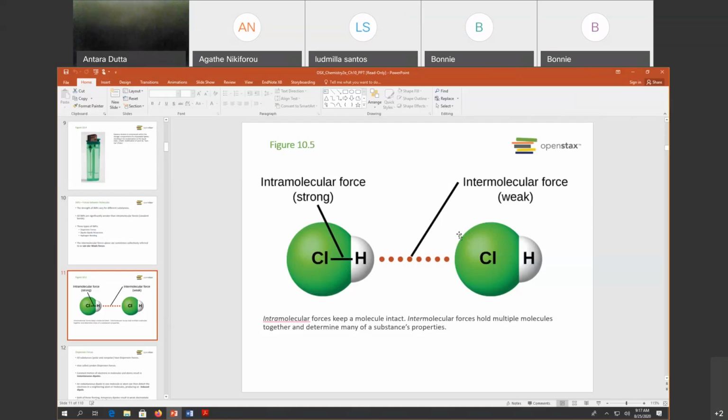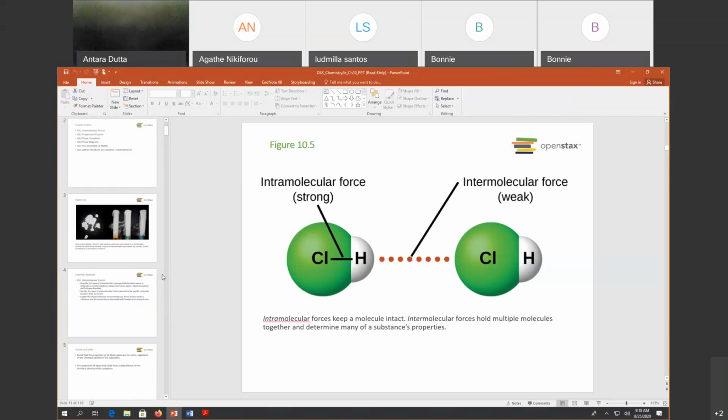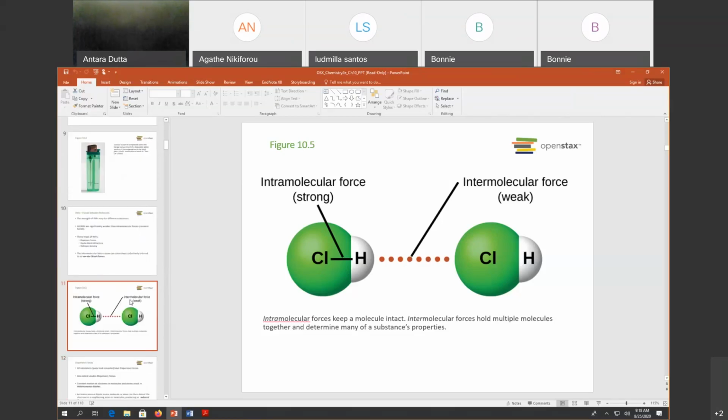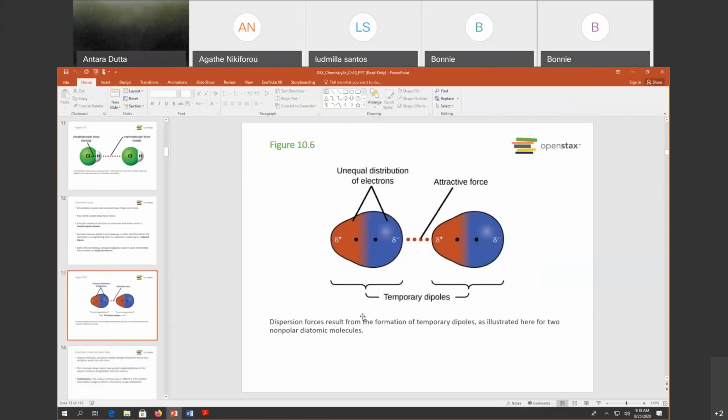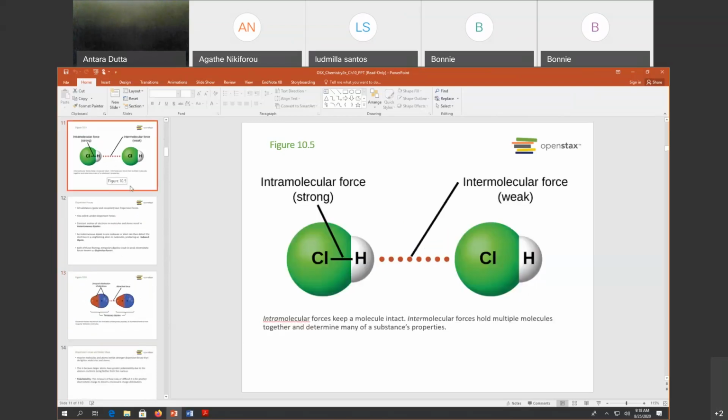Now my question is, what do you think? Which one is the stronger IMF? This dipole-dipole or the London dispersion force that you saw in the case of the hydrogen molecule? Which one do you think is stronger? The hydrogen? Is this temporary dipole stronger, or the HCl?